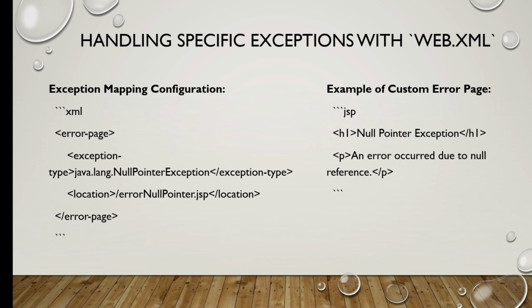Handling specific exceptions with web.xml. Exception mapping configuration. This configuration maps specific exceptions to custom error pages. For example, if a null pointer exception occurs, the user will be redirected to error nullpointer.jsp. Example of custom error page. This page provides specific information related to null pointer exception, giving users more context about the error.